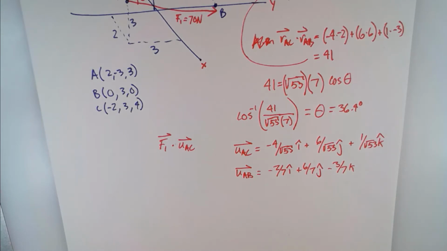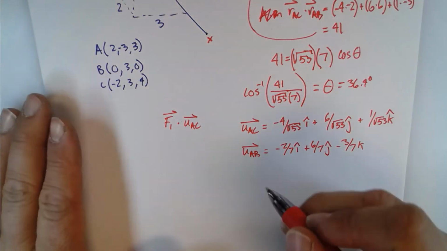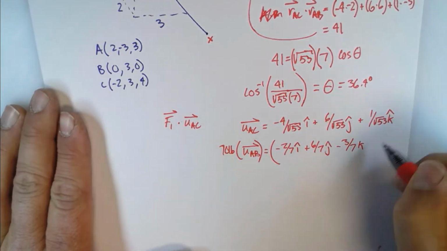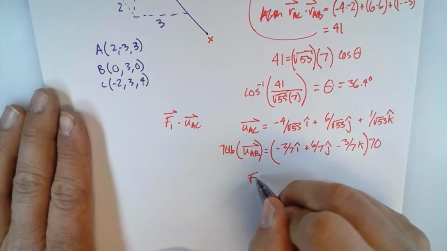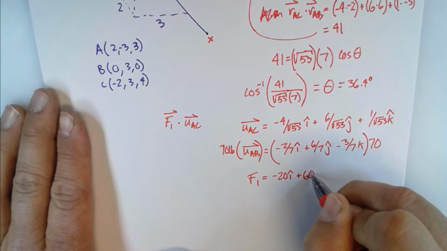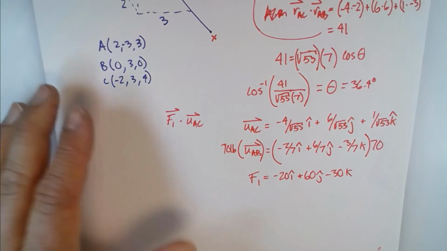Wouldn't you know it, it's neat that we're multiplying that by 70 pounds. Wow. Tricky, tricky. This is what happens when a book gets to make up the problem instead of your instructor doing it on the fly, right? Because what I'm interested in finding is F1, which lies along the line UAB. So I multiply my unit vector by the magnitude of 70 pounds, and I'm going to say that F1 is equal to negative 20i plus 60j minus 30k.